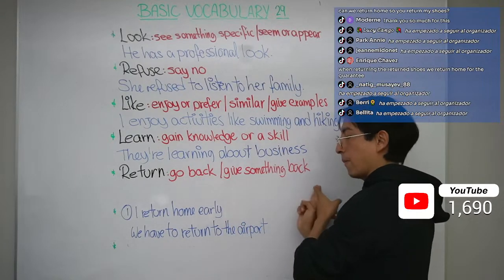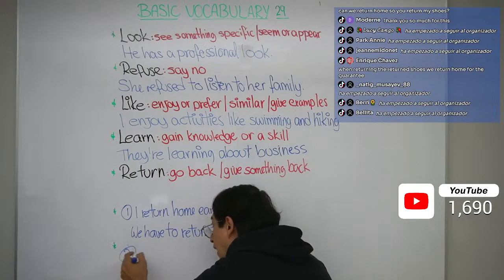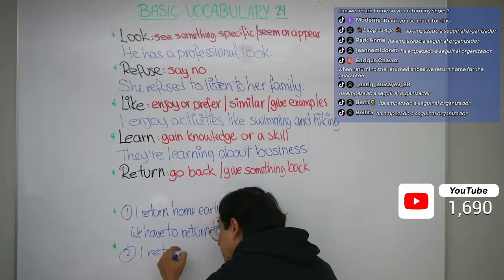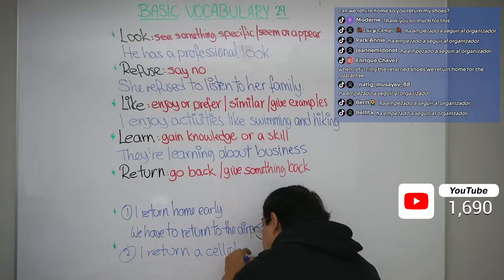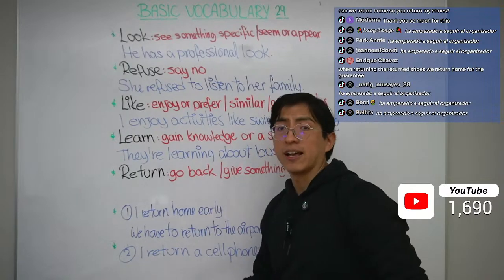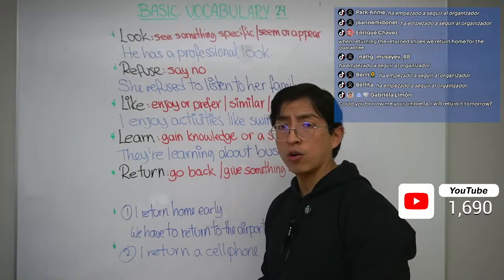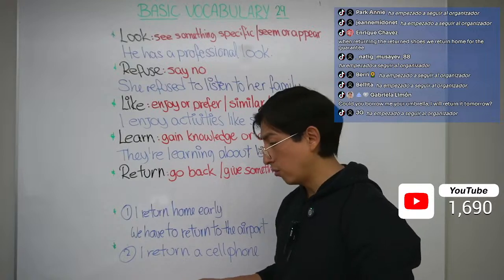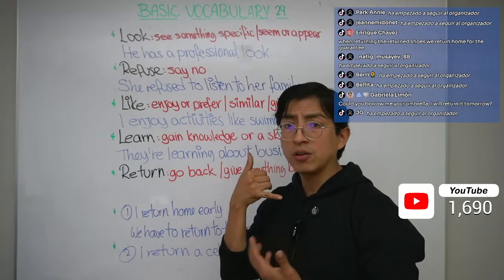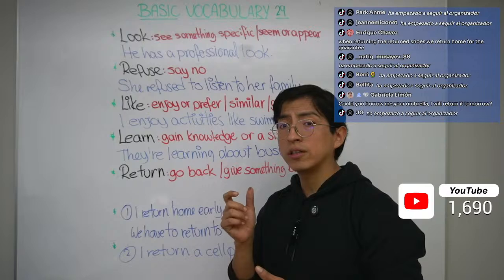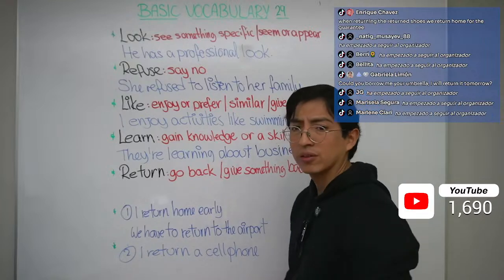Now, what is the second meaning? To give something back. Okay, for example, we can say, I return a cell phone. Maybe you were walking on the street, you saw a cell phone on the floor, or maybe on the bench, and somebody is calling. Like, hey, hello, I'm the owner, could you give me my cell phone back? Yes. So you can say, I return a cell phone.